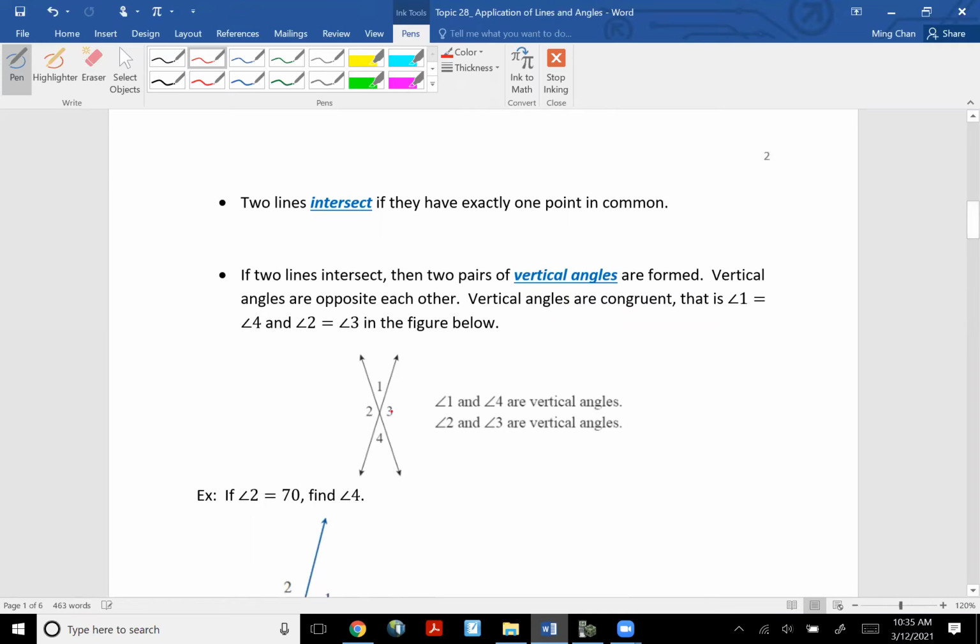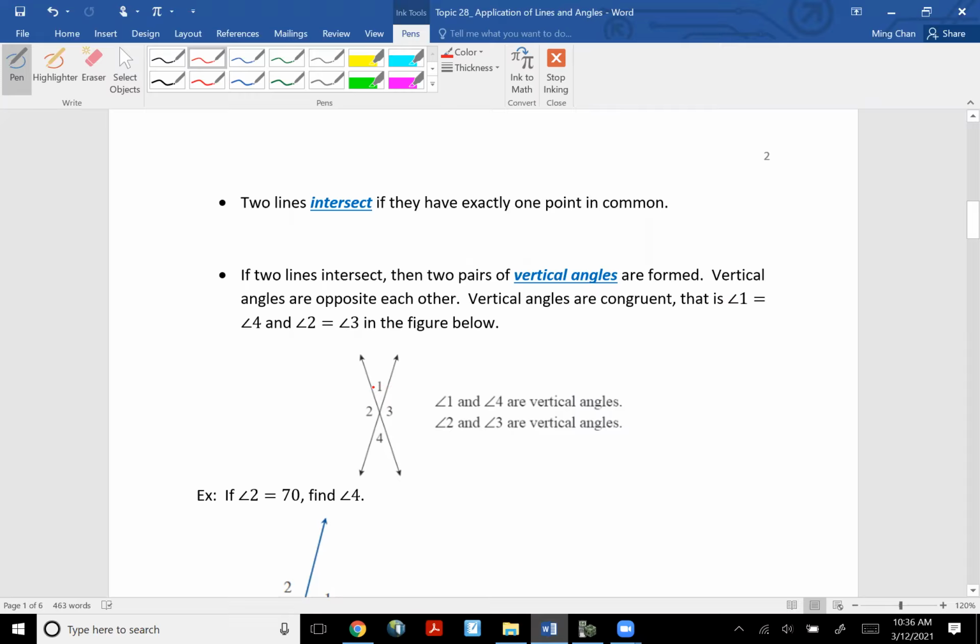If two lines do intersect, then two pairs of vertical angles are formed. Vertical angles are opposite to each other, so they are facing each other, on opposite sides of one another. They are not right next to each other; angles right next to each other are called adjacent angles. Vertical angles are congruent, so they have the same angle measurement.